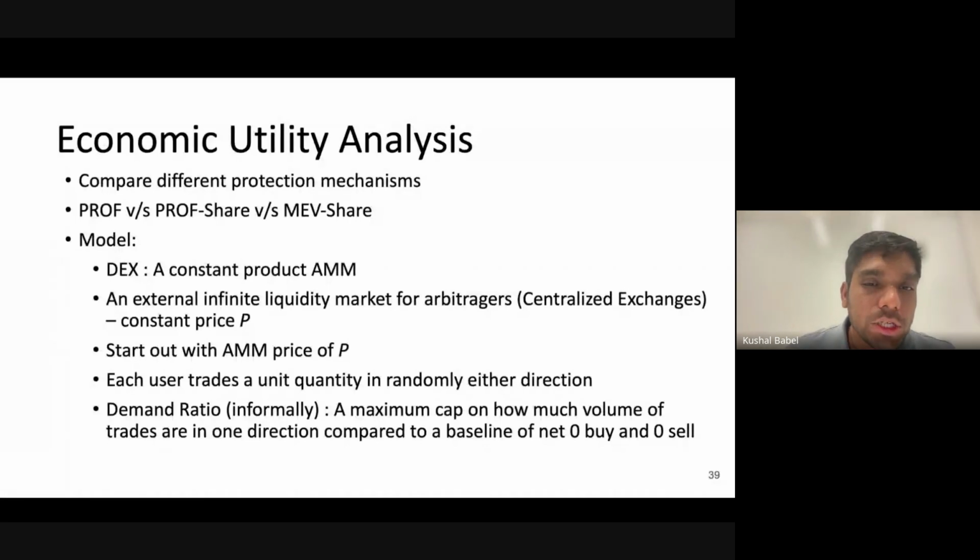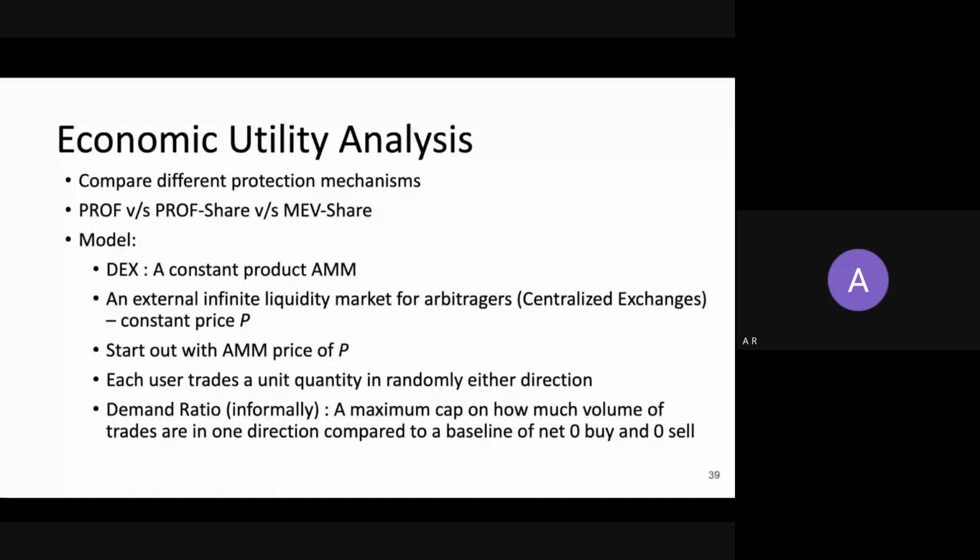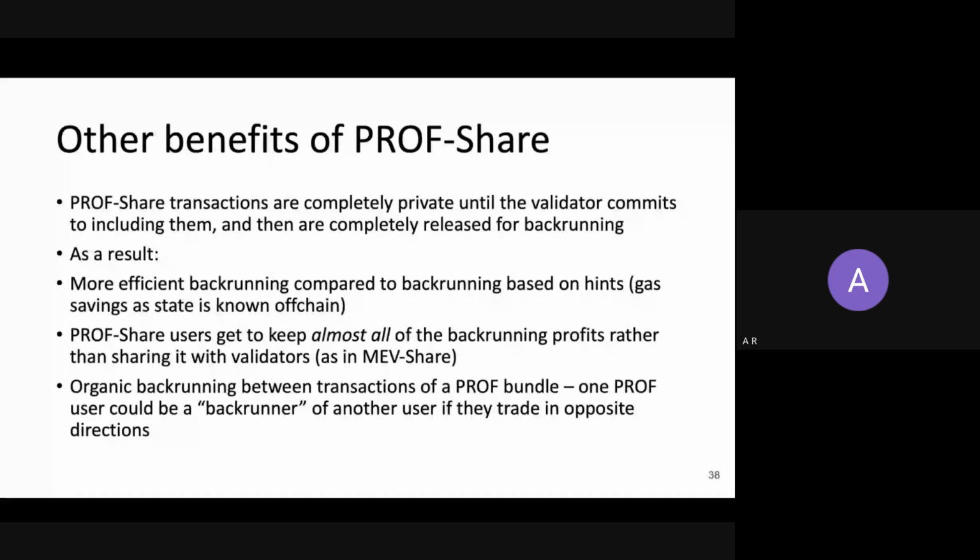Okay, so I'll show you some economic utility analysis that we did through simulations for different mechanisms, prof share and MEV share. I just have one question before going further. Is there any backrunning latency penalty, like what penalty, let's say, for cost?